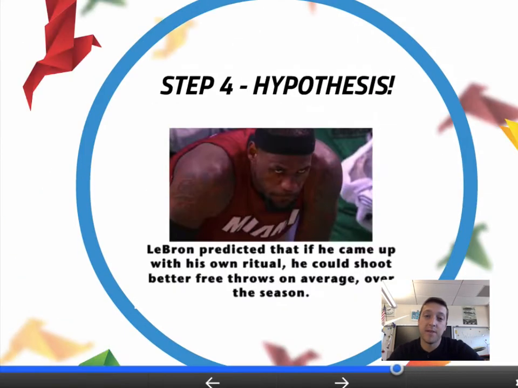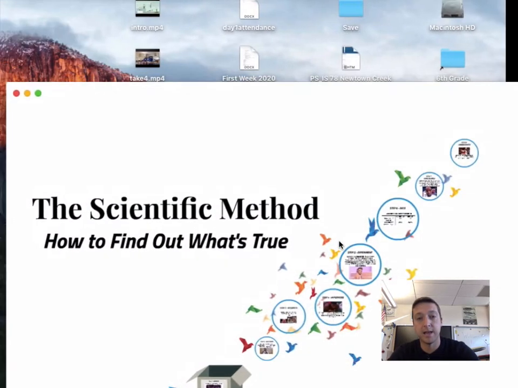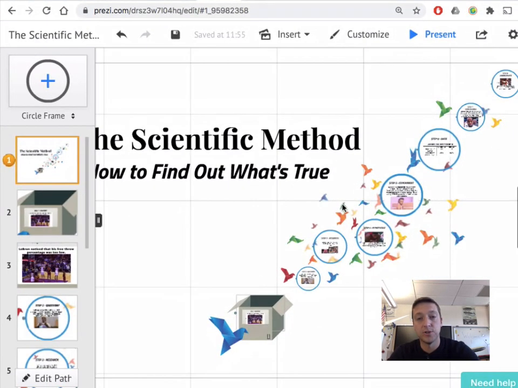Now, the scientific method is not always a straight line. Sometimes you'll go all the way till the end, and then you'll go back and ask another question or make another observation. So it can jump all over the place, even though we usually teach it as a straight line.